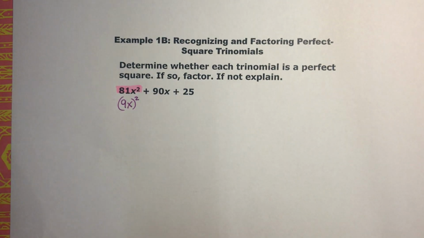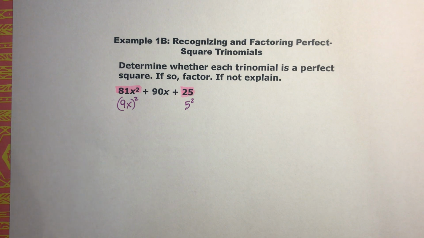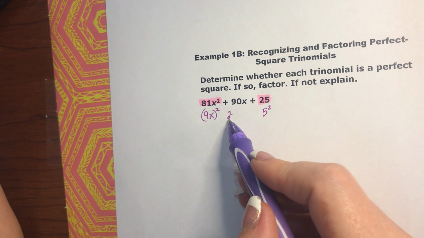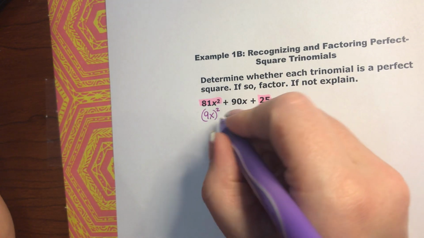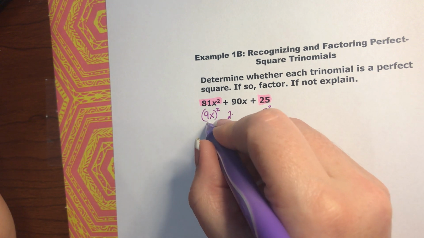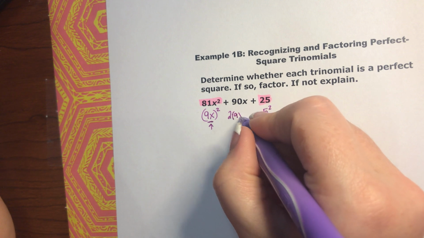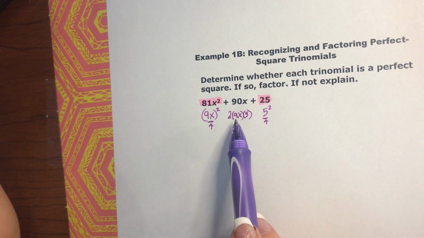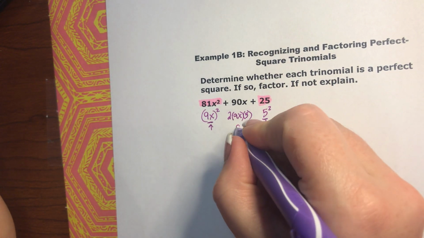And 25, is that a squared number? So you look at the first and the last, okay? And yes, that's 5 squared, so that's nice, right? So now it's all about this middle term. We know that it's going to be 2 times something. Whenever you multiply anything by 2, it's going to be even. Is this even? Yes, it's even. So it's going to be 2 times 9x times 5. 9 times 5 is 45. 45 times 2 is 90x.